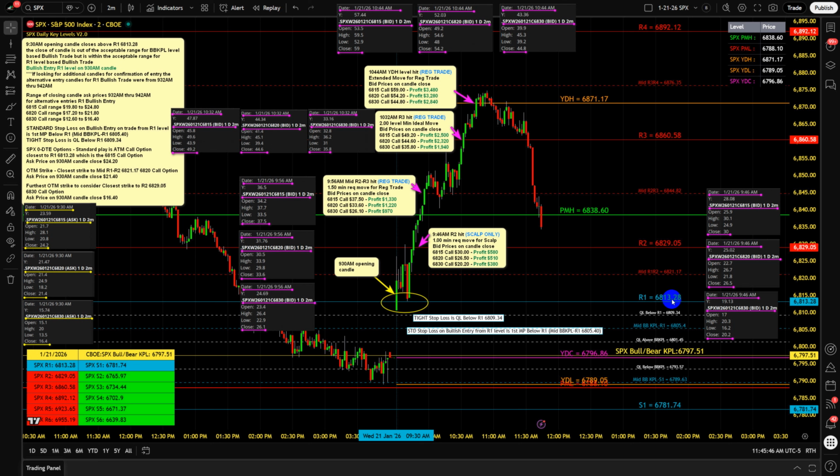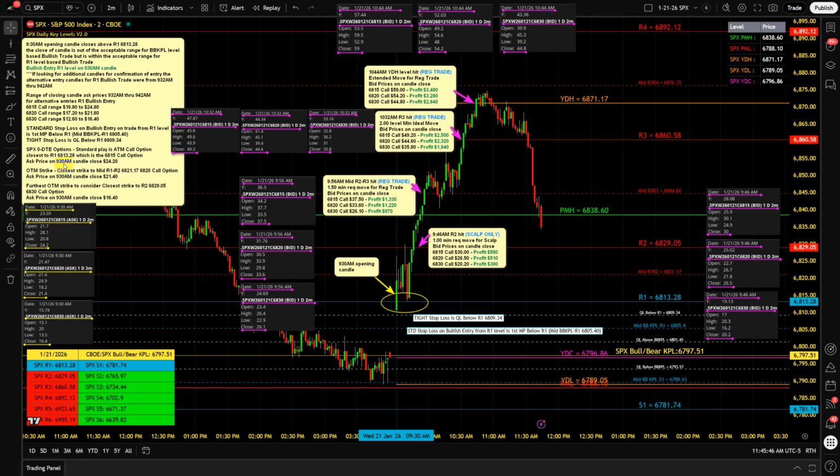For those of you not familiar with SPX options, they trade in 5-point increments. So for example, 6800, 6805, 6810, 6815, 6820, 6825, etc. So the closest strike is the 6815, and of course it's going to be a call option since we have a bullish trade. So the standard play is the at the money call option. At the money meaning not at the money for where it is closing, at the money based on the level you're taking the trade from. So in this case, the 6815 call.